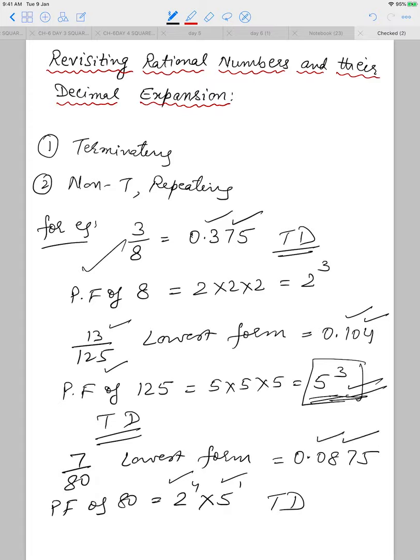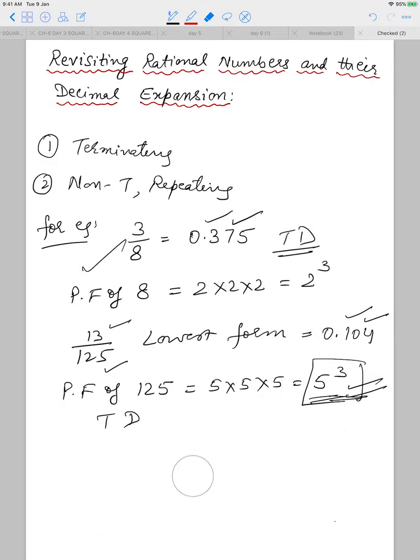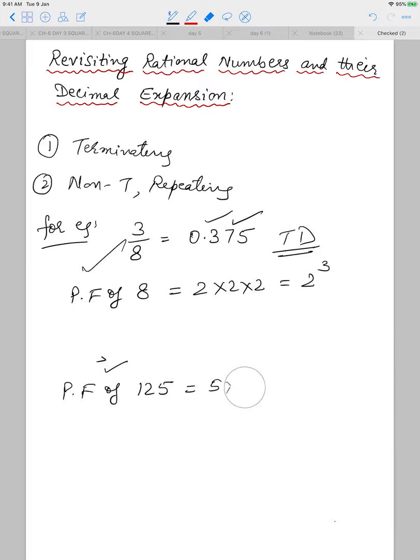This we have obtained by long division, and this we have obtained by the rule that if the denominator contains only the powers of 2 or 5 or both 2 and 5, then we say the decimal expansion of the rational number will be a terminating decimal expansion.